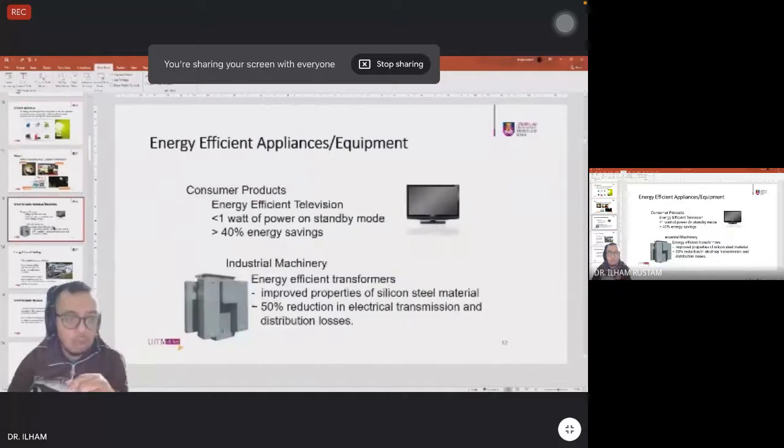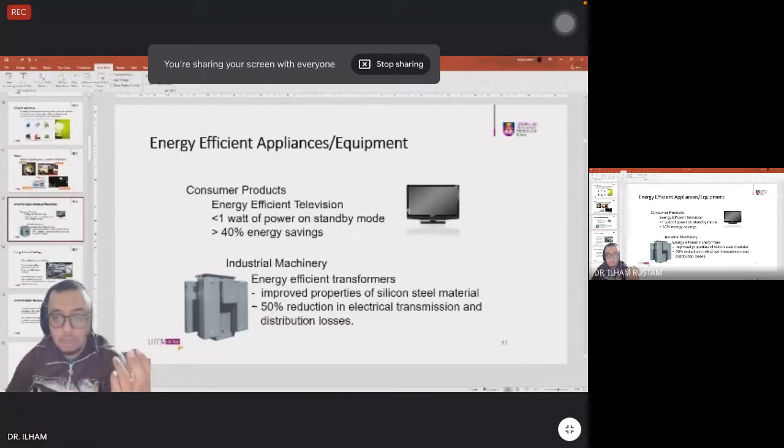Okay, dan kita tengok lagi. Okay, energy efficient appliances or any kind of equipment yang kita panggil energy efficient, typically kalau dia ada dua, satu consumer products, satu lagi industrial machinery. Kalau consumer products, for example here, it shows television where it will consume less than 1 watt of power. Tak faham tak apa, just bear with me, sebab watt ni unit-unit untuk electrician. 1 watt of power on standby mode basically, and also it consume more, will be able to allow us to save energy on more than 40%.